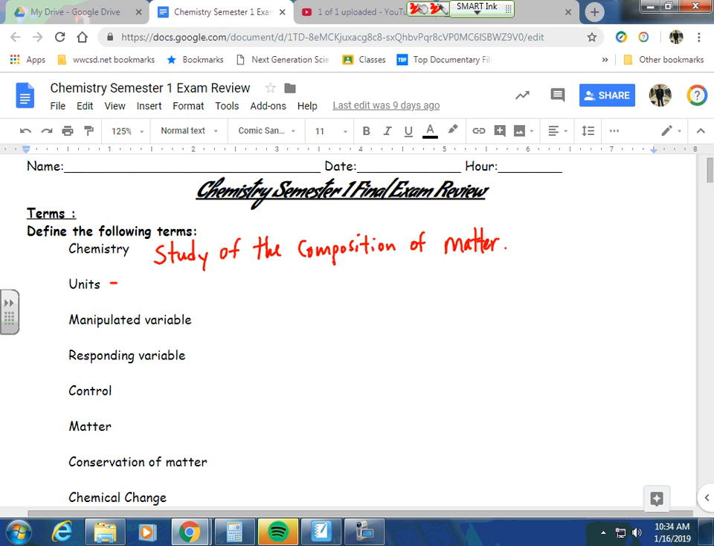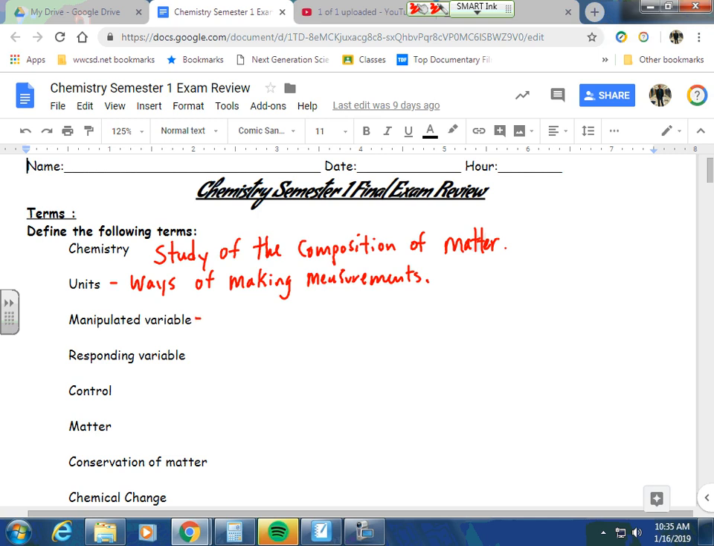Units are basically standards or ways of making measurements. So it depends on the type of measurement we're doing. If we're doing some kind of mass measurement, we'd use grams. For volume, we might use milliliters or cubic centimeters.